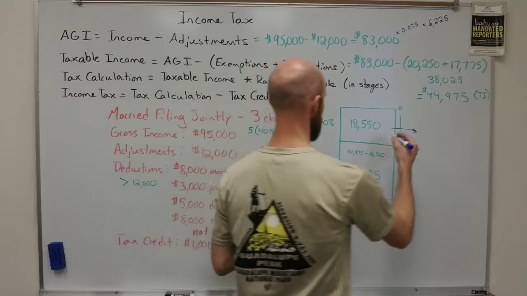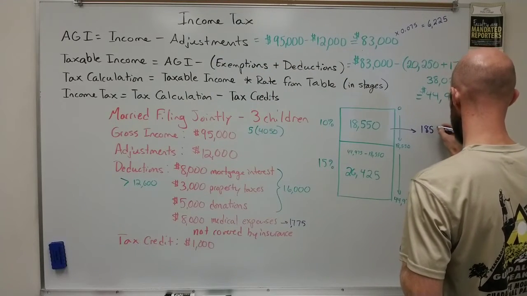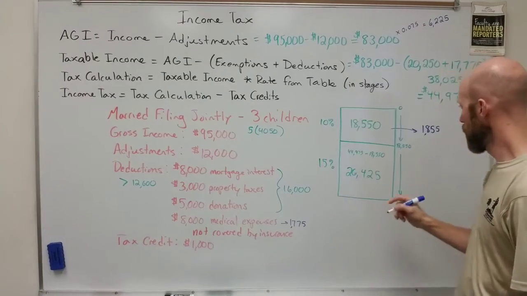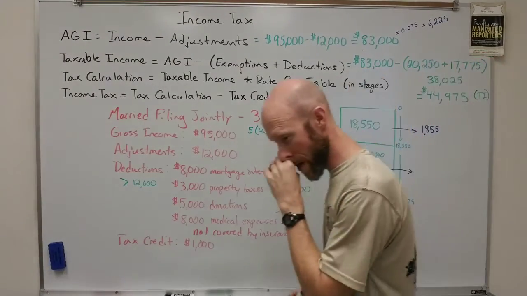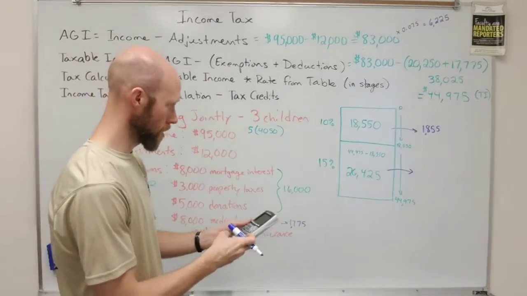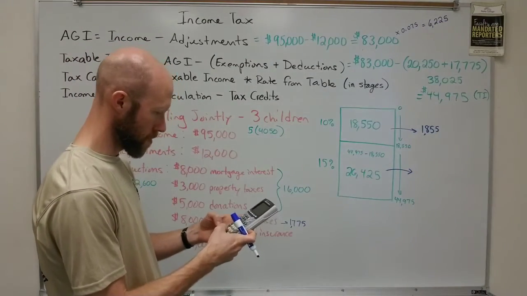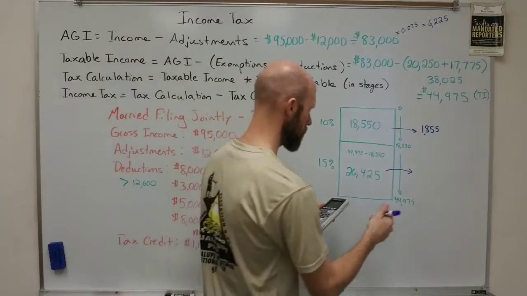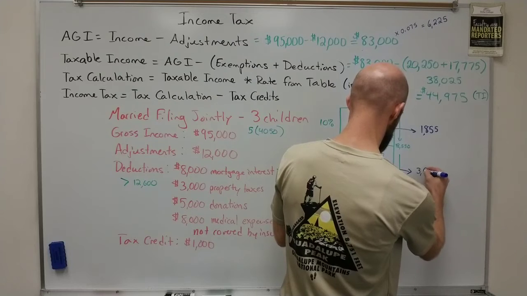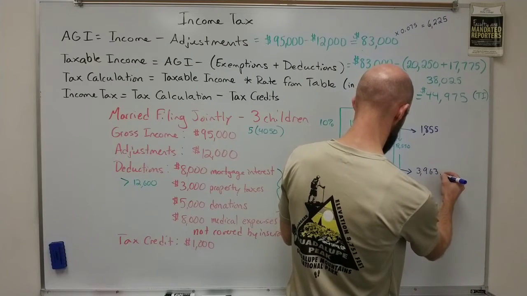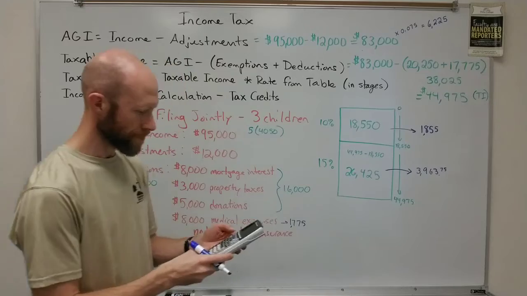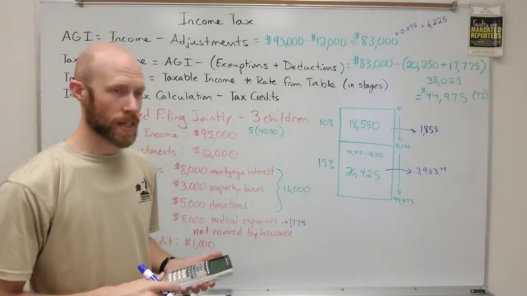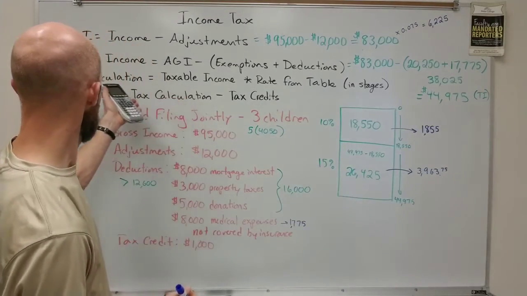10% of 18,550 is 1,855, right? If I move the decimal one place to the left. Here, the 15%, well, that one I'm not even going to try to do mentally. 0.15 times that 26,425 is $3,963.75. Okay, so now what we're going to do is add those two values together to get the tax calculation.